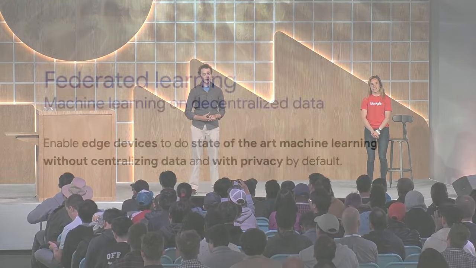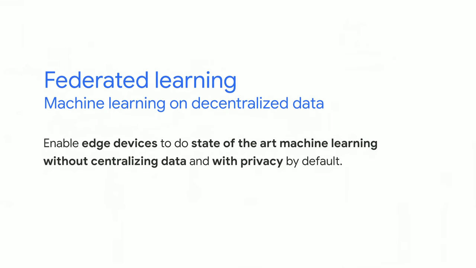We'll be talking to you today about federated learning, machine learning on decentralized data. The goal of federated learning is to enable edge devices to do state-of-the-art machine learning without centralizing data and with privacy by default. And with privacy, what we mean is that we have an aspiration that app developers, centralized servers, and models themselves learn common patterns only. And that's really what we mean by privacy.